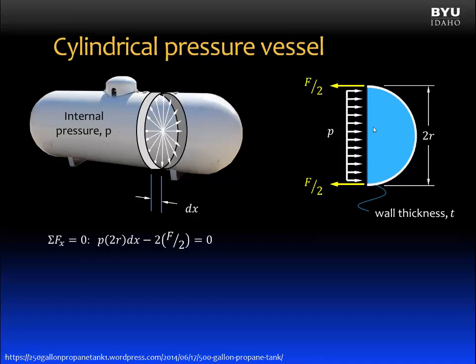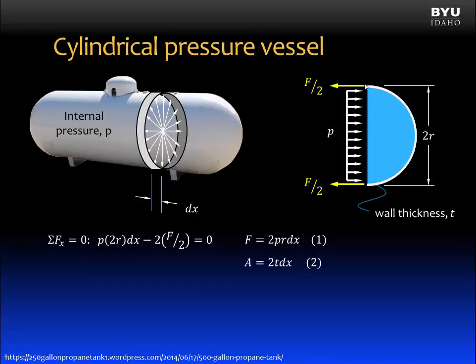Now if we sum our forces in the x direction, to convert pressure to a force, we need to multiply it by an area. So we'll multiply it by this height, 2r, times the width of this ring. That's the width into the screen. That's dx. We'll subtract off these two forces and set that equal to 0. And we can solve for the force. It is equal to 2 times P, the internal pressure, times the radius, times dx, the thickness of our hoop. We'll call that equation 1.